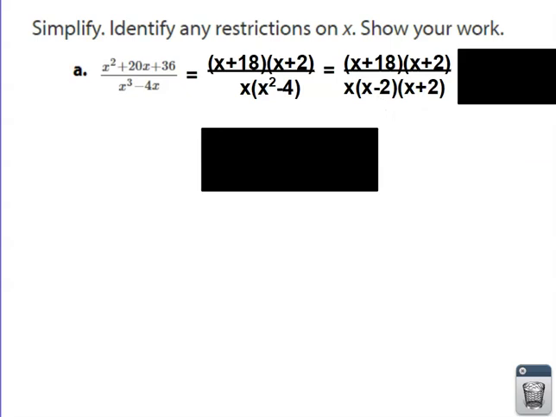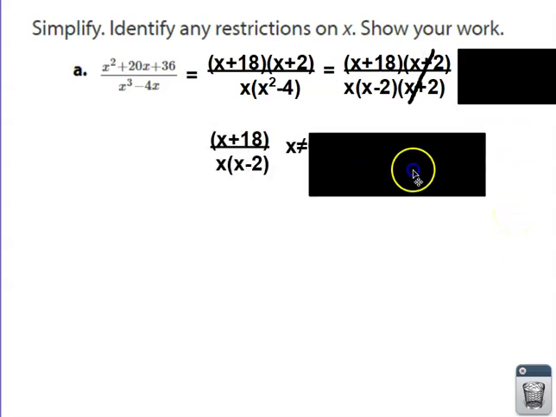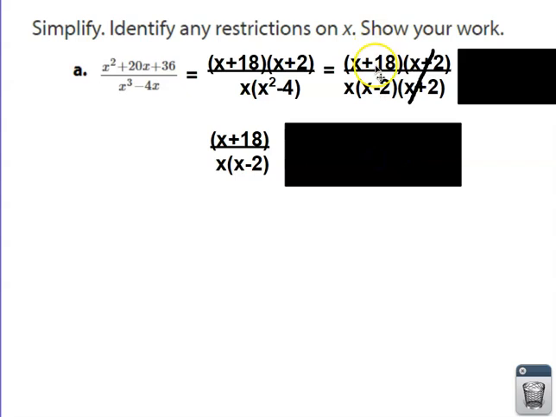So now here we go, dividing out common factors. And so the final answer would be x plus 18 over x times x minus 2. But we need to start listing restrictions. Notice how it says identify any restrictions.